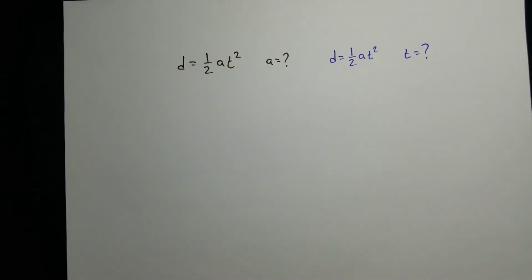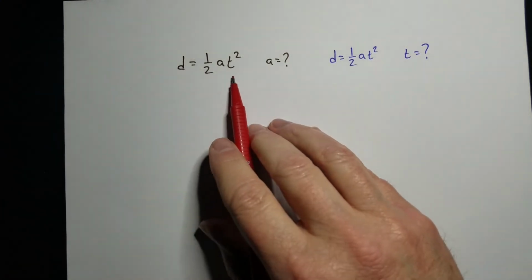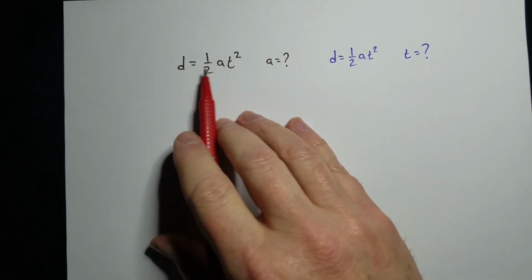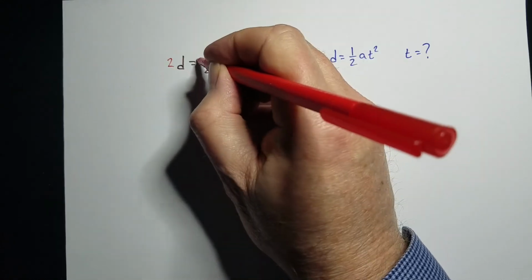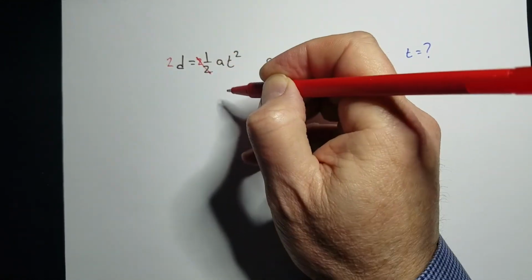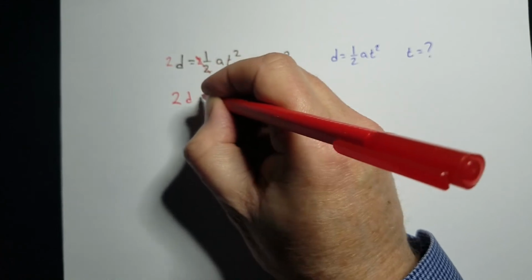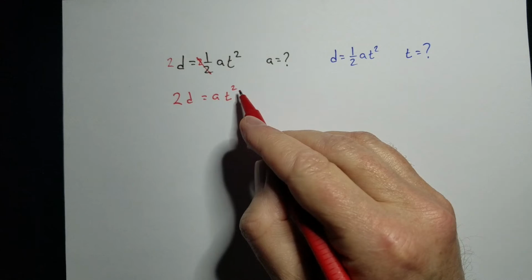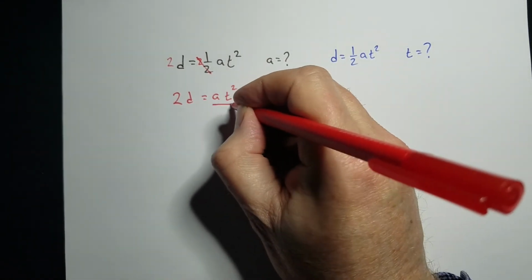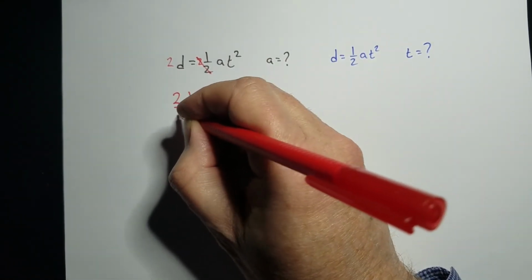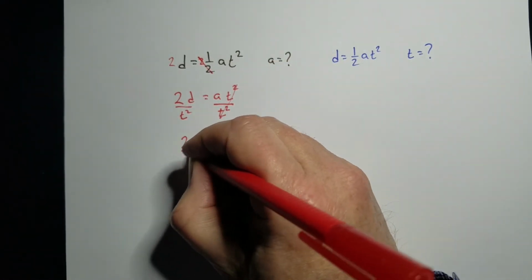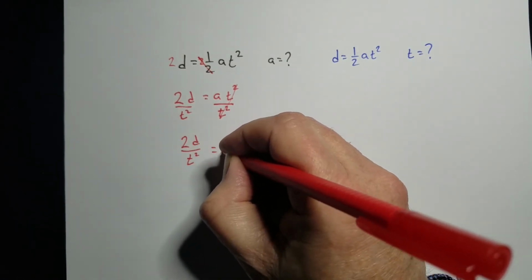Okay, now we got even more clutter. So I got d equals 1/2 at squared, and I want to solve for a. So how do we tackle this? I want to first start off by getting rid of the half. So I'll multiply both sides by 2. The 2 and a half cancel each other out on that side, and I get 2d equals at squared. I want to solve for a, so I want to get rid of the t squared. And so I can divide both sides by t squared. Those cancel out on this side, so I get 2d over t squared equals a.